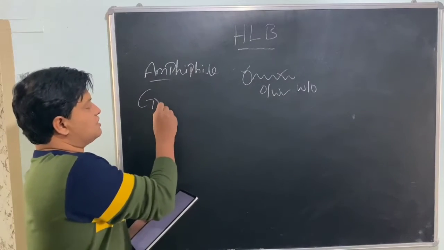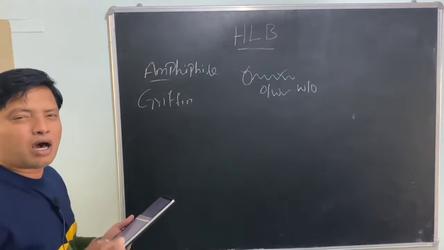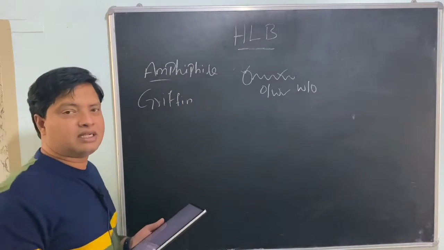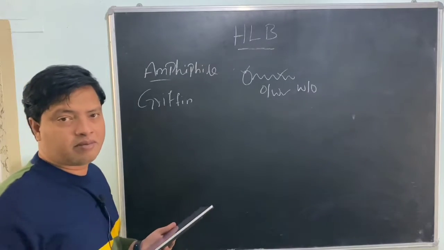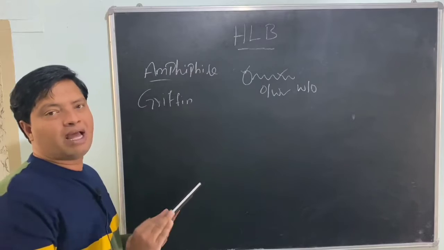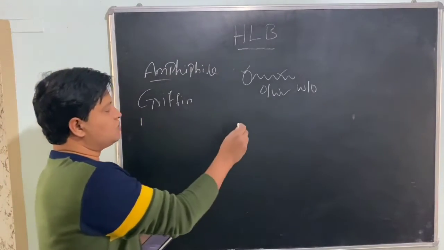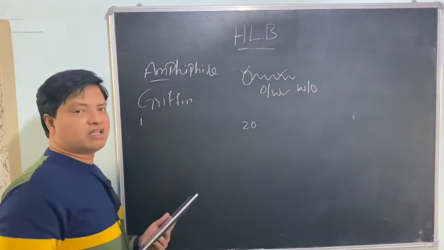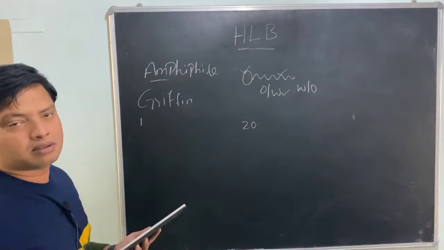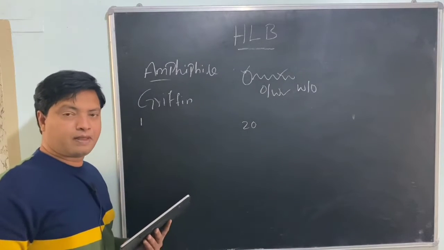Next, we will move to the HLB scale. Griffin is the scientist who coined this HLB scale. It is an arbitrary scale. What do you mean by arbitrary scale? It doesn't have any units, no centimeters, no degrees, nothing. It's just a pure value given to that scale. That value ranges from 1 to 20. What Griffin says is almost all the surfactants will fall between the value of 1 to 20.